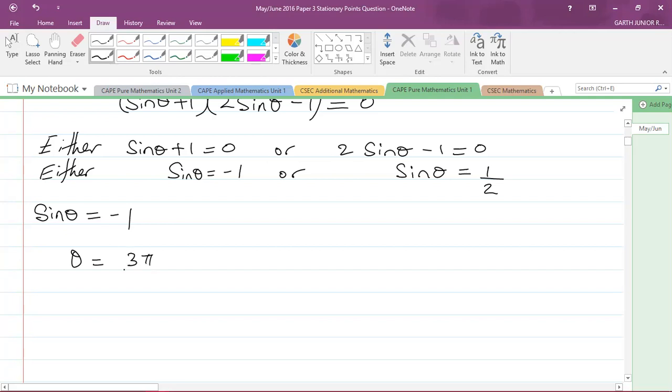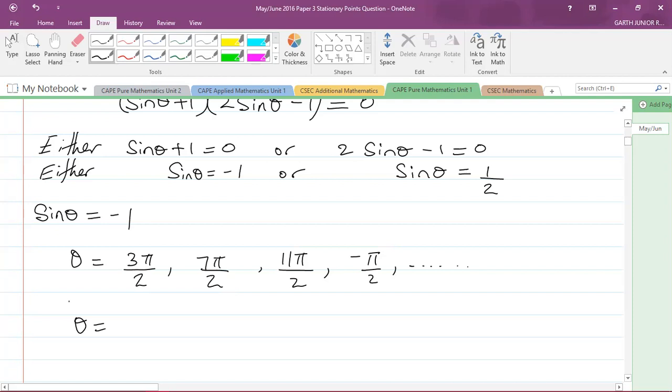We had theta equals 3 pi over 2. We had 7 pi over 2. We had 11 pi over 2. And I believe we also had negative pi over 2. And we had many other values, right? So we have an infinite set of solutions. Okay, great. So I'm now just going to generate the general solution for this.